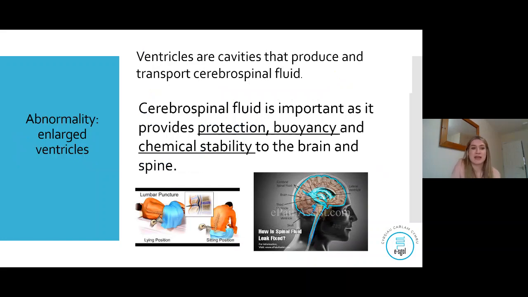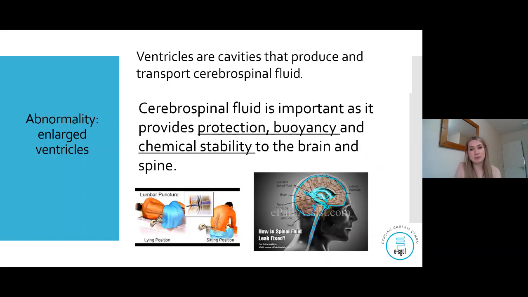The first element of this is about ventricles in your brain. Now, a ventricle is just a gap. It's a space in the brain, and it is where we create and transport cerebral spinal fluid. Now, you will know that cerebral spinal fluid is a fluid that is centered all the way over the cortex of your brain, and it's also in your spine.